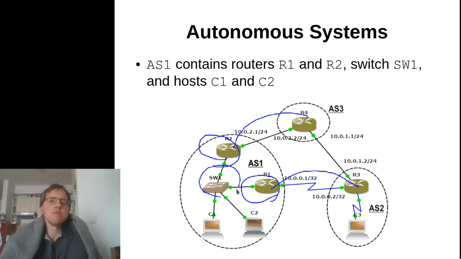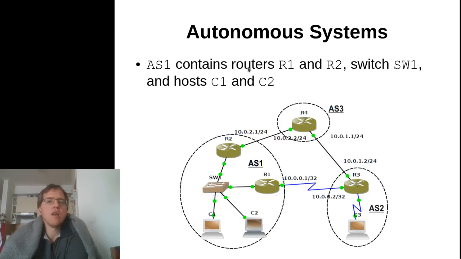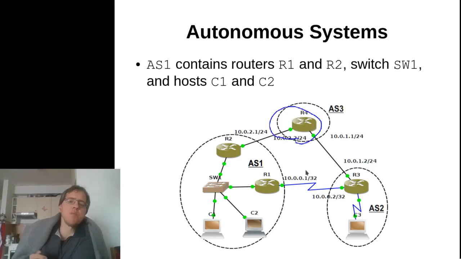It also has some Ethernet backbone and a couple of hosts, like C1 and C2, which are the actual terminals that we want to connect to the internet. What's very important to know about autonomous systems is the following. First, the complexity of an autonomous system can range from a single border router all the way to the complex network topologies that we see in BMEnet.